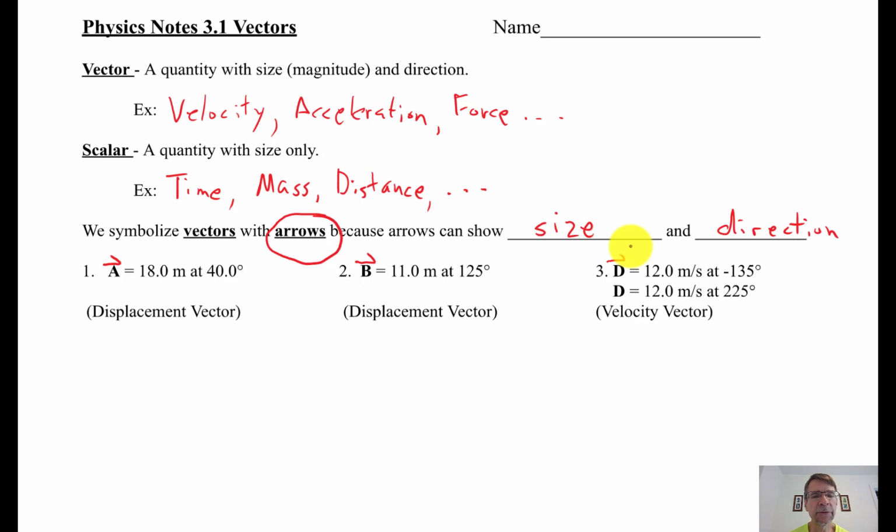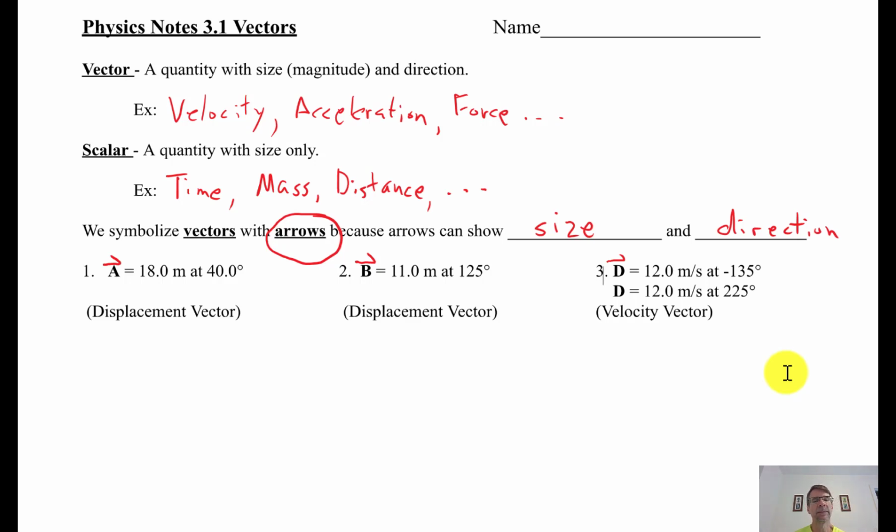In cases 1 and 2, they're displacement vectors. I know they're displacement vectors because of the units. This is meters, and this is meters per second. So these are velocity vectors over here. For problem 3, vector D. All right, so the diagrams are going to be very important here. And when it comes to homework and tests and so forth, make sure you draw diagrams when I'm asking you for these specific vector applications.